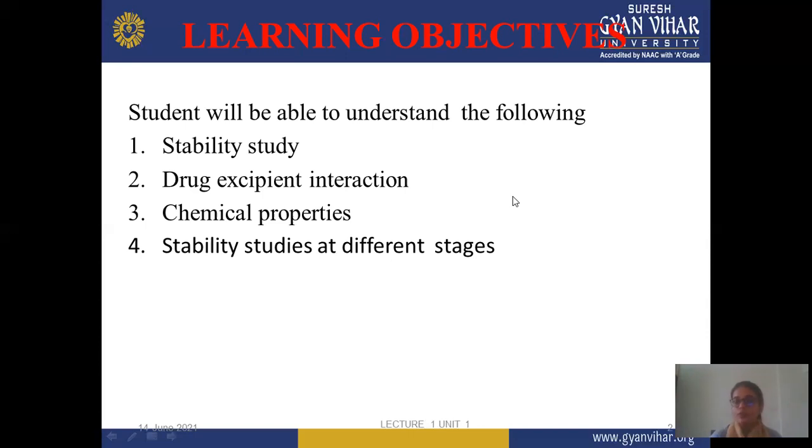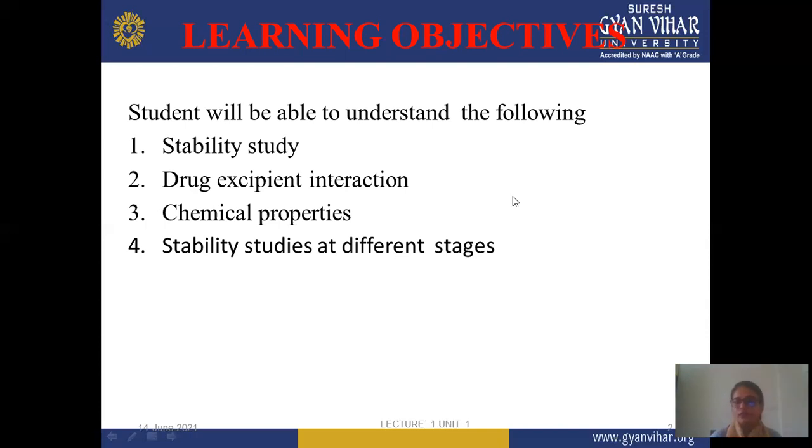Next is chemical properties, the different nature of that particular excipient or drug. In this you check all the chemical properties or chemical nature of your drug as well as the excipient. Not only do you check the chemical property of the excipient, but also the chemical property of your drug, and you completely assure yourself about the chemical nature of your drug as well as the excipient.